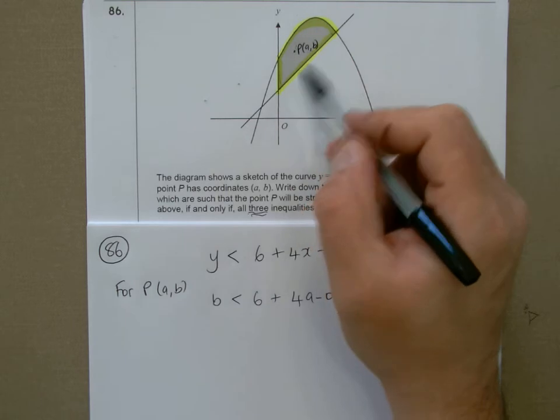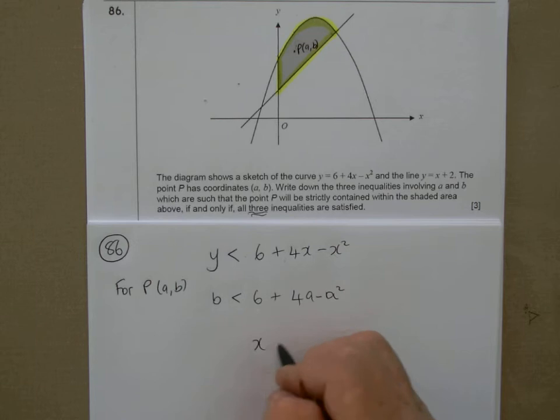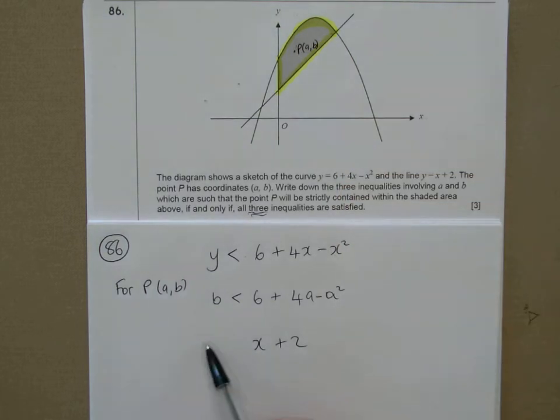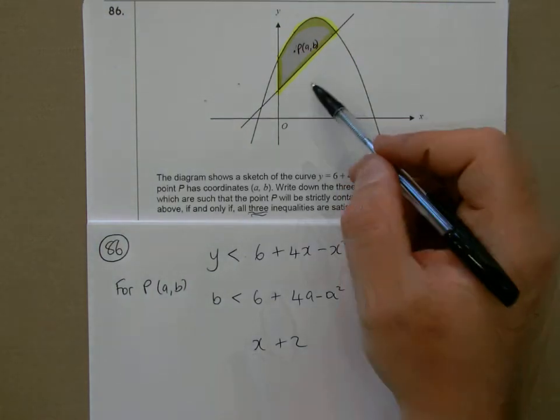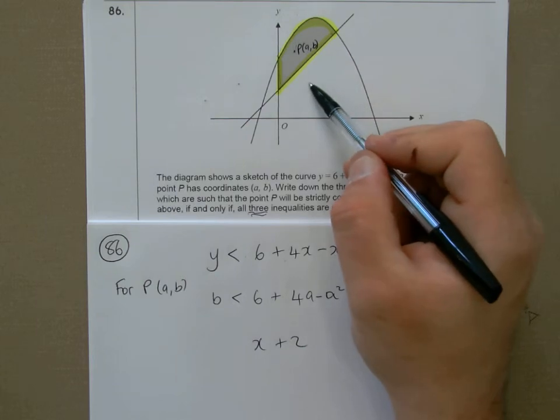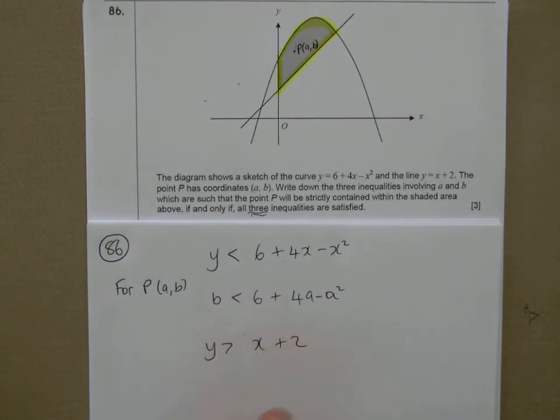We need to now look at the line. With the line, the value of the line is x plus 2. And you've got to ask yourself, do I want my y to equal x plus 2? So do I want to say y equals x plus 2? Well, we don't want to be on the line. Do we want to be underneath it? Of course we don't. We want to be above it. So in other words, we want our y to be greater than x plus 2.